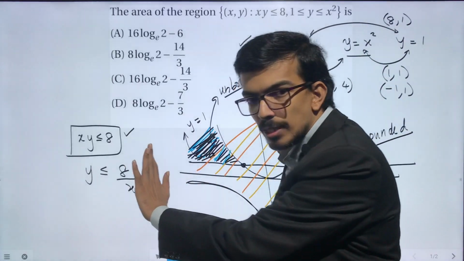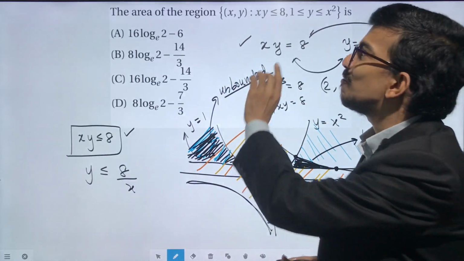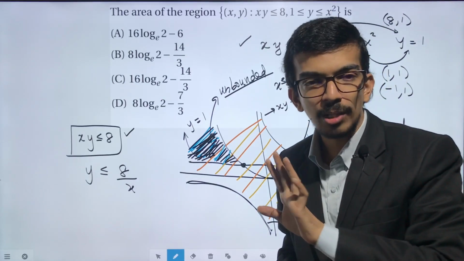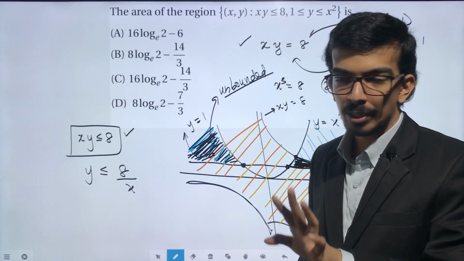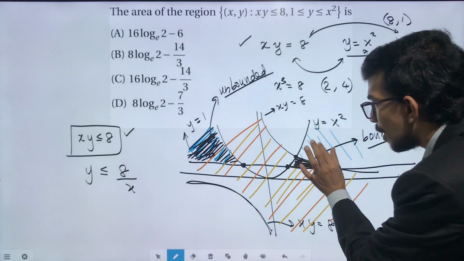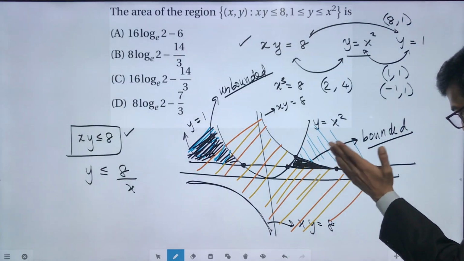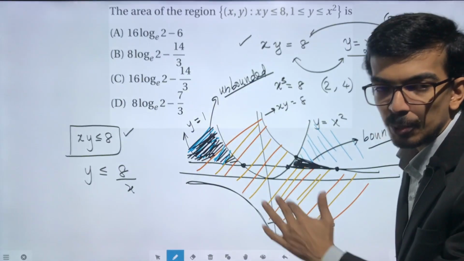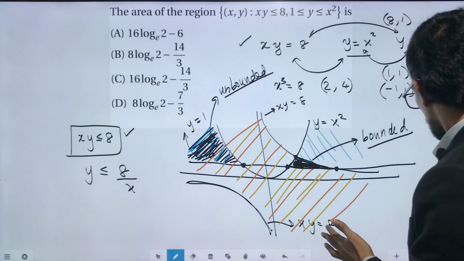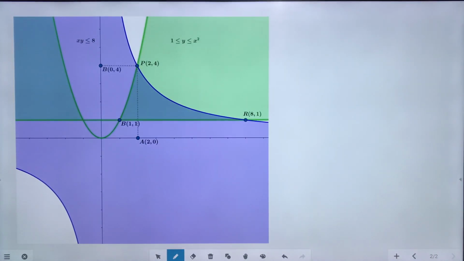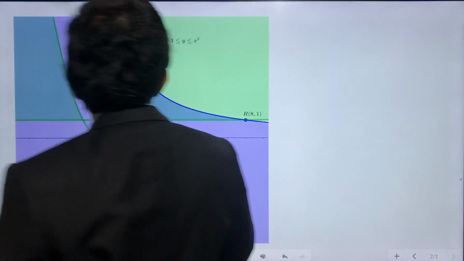Okay, so forget about this. Ideally, they should have mentioned that in the question, but they have not mentioned it. So don't worry about it. Let's try to evaluate the bounded area, this area. Okay, now I'm going to draw a better figure. I'm going to draw a neat figure. So you have a neat figure here.